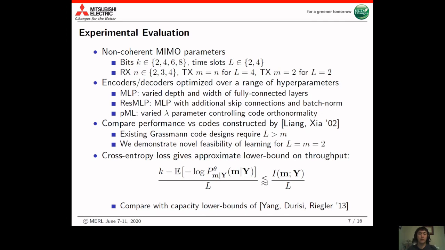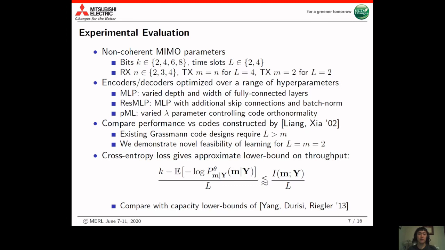We optimized encoder and decoders over a large range of hyperparameters to find systems that worked well. For the neural network-based decoders with the MLP architecture, we varied both the depth and the width of fully connected layers. The residual MLP architecture is similar to MLP, except with additional skip connections and batch normalizations. For the pseudo-ML decoder, we varied the lambda parameter controlling the code orthonormality. We found that we had to search over a large range of hyperparameters, since sometimes the training would fail with an encoder-decoder pair that did not perform well.